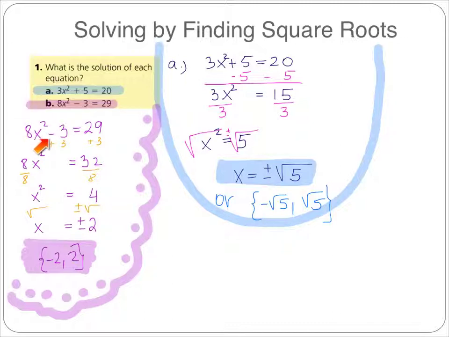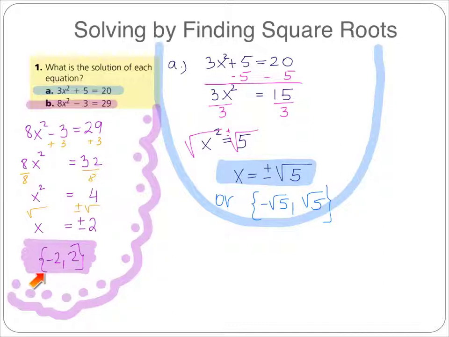B, again, I have to add the 3 to both sides, then divide by 8. Then I have to take the square root of both sides, making sure I don't forget the plus and minus sign on the right hand side. X equals plus and minus 2. Why plus and minus? Again, 2 squared is 4 and negative 2 squared is also 4.